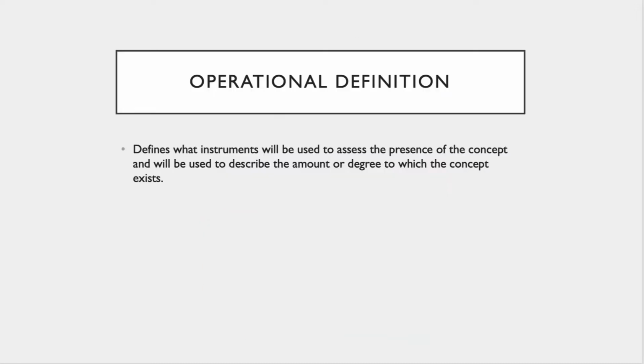You need to always make sure you operationalize your definitions. So operational definitions define what instruments will be used to assess the presence of the concept and will be used to describe the amount or degree of which the concept exists. So the operational definition then is absolutely necessary before you think you're going to start measuring things.